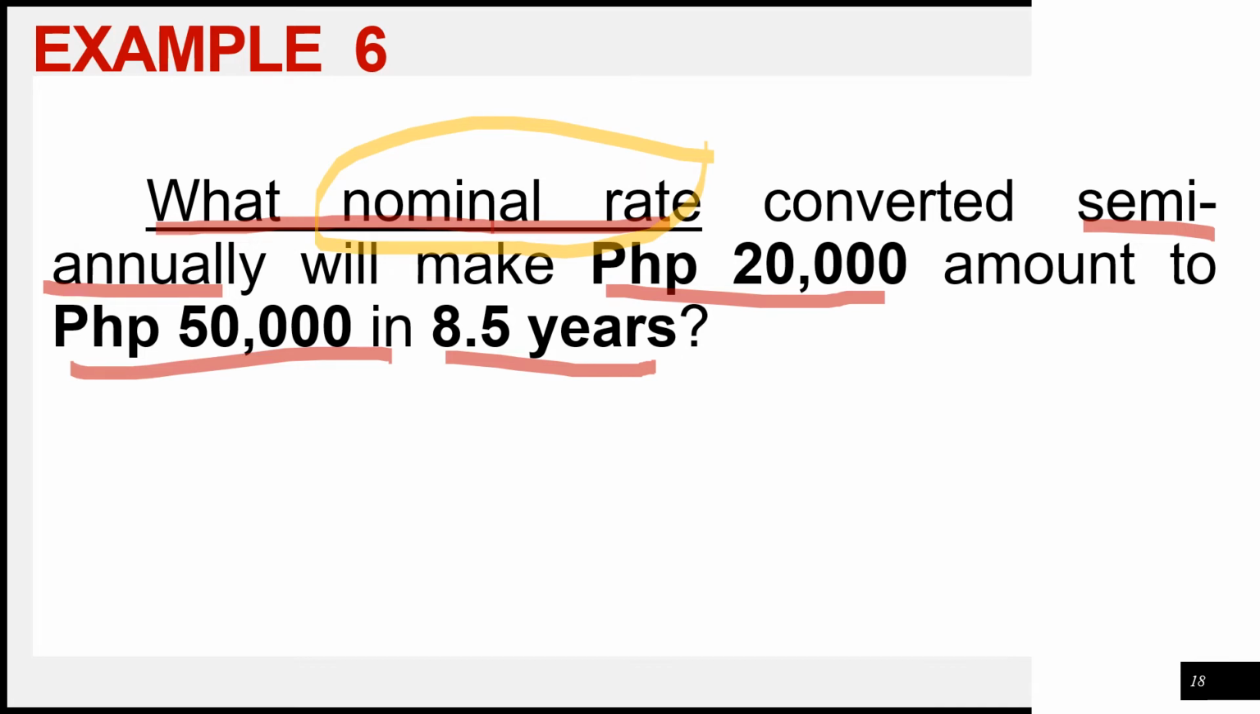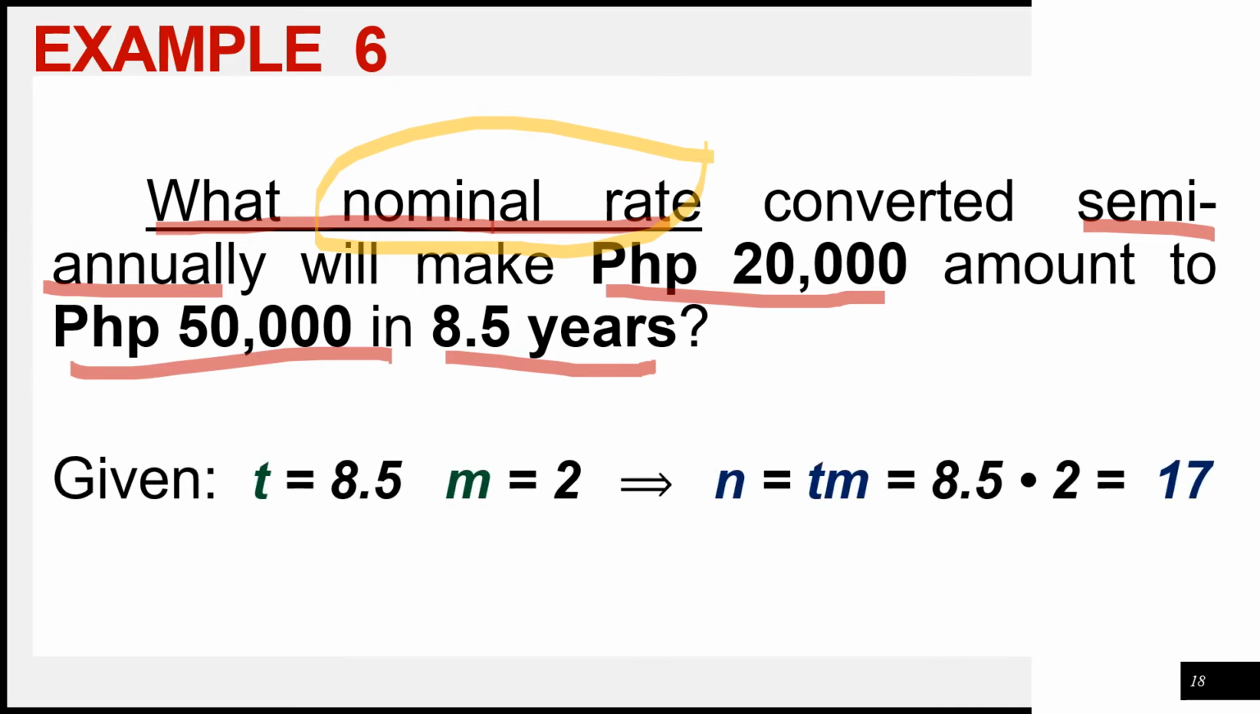Now, given that the term of this problem is 8.5 years and m is 2 because it will grow semi-annually, so compounded semi-annually. Therefore, the conversions is equal to 2 because it is going to grow twice in 1 year. So to get the value of n, we will just have to multiply t and m. Therefore, 8.5 times 2 is equal to 17. Now, with all of these things already given, we are going to find the value of j.